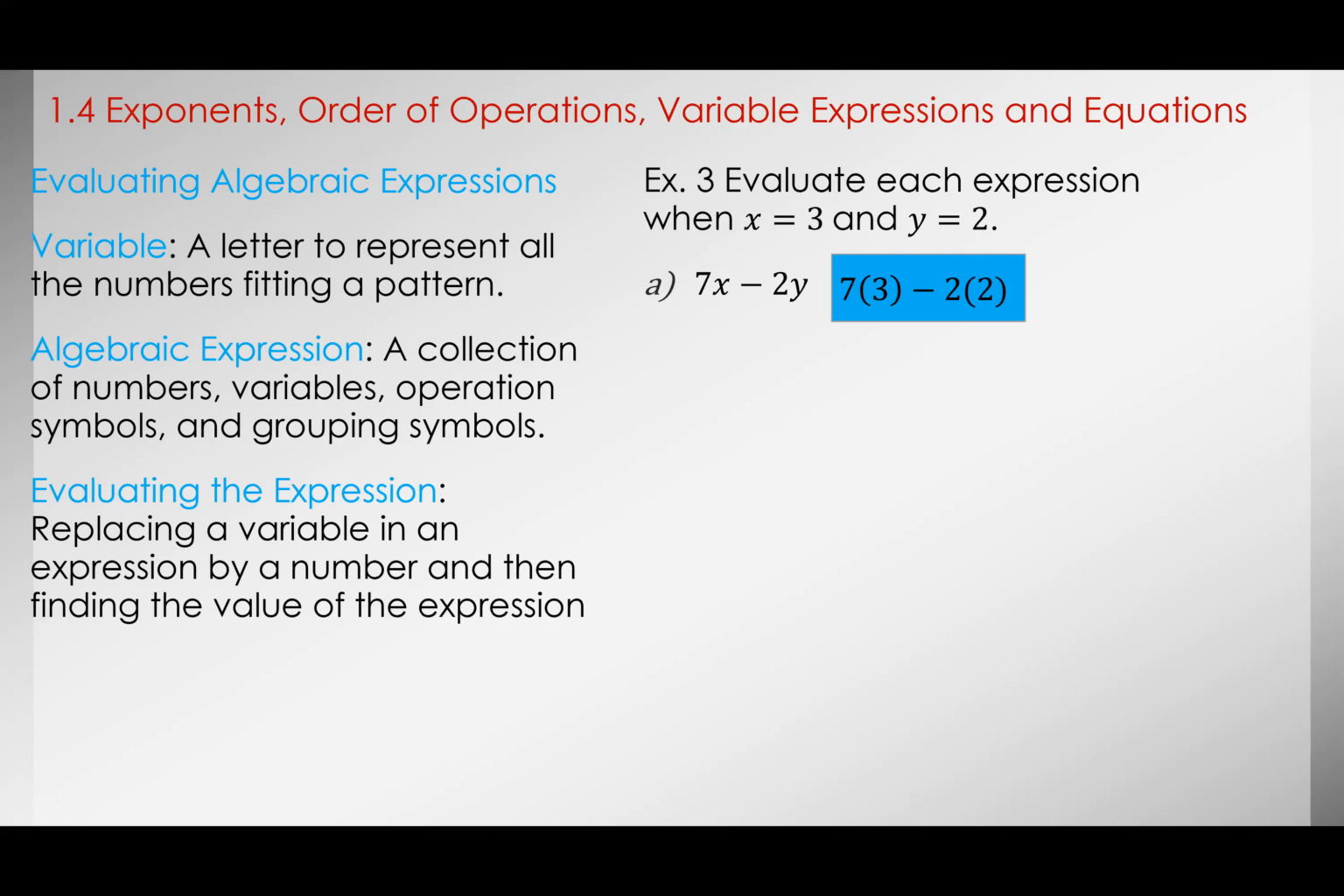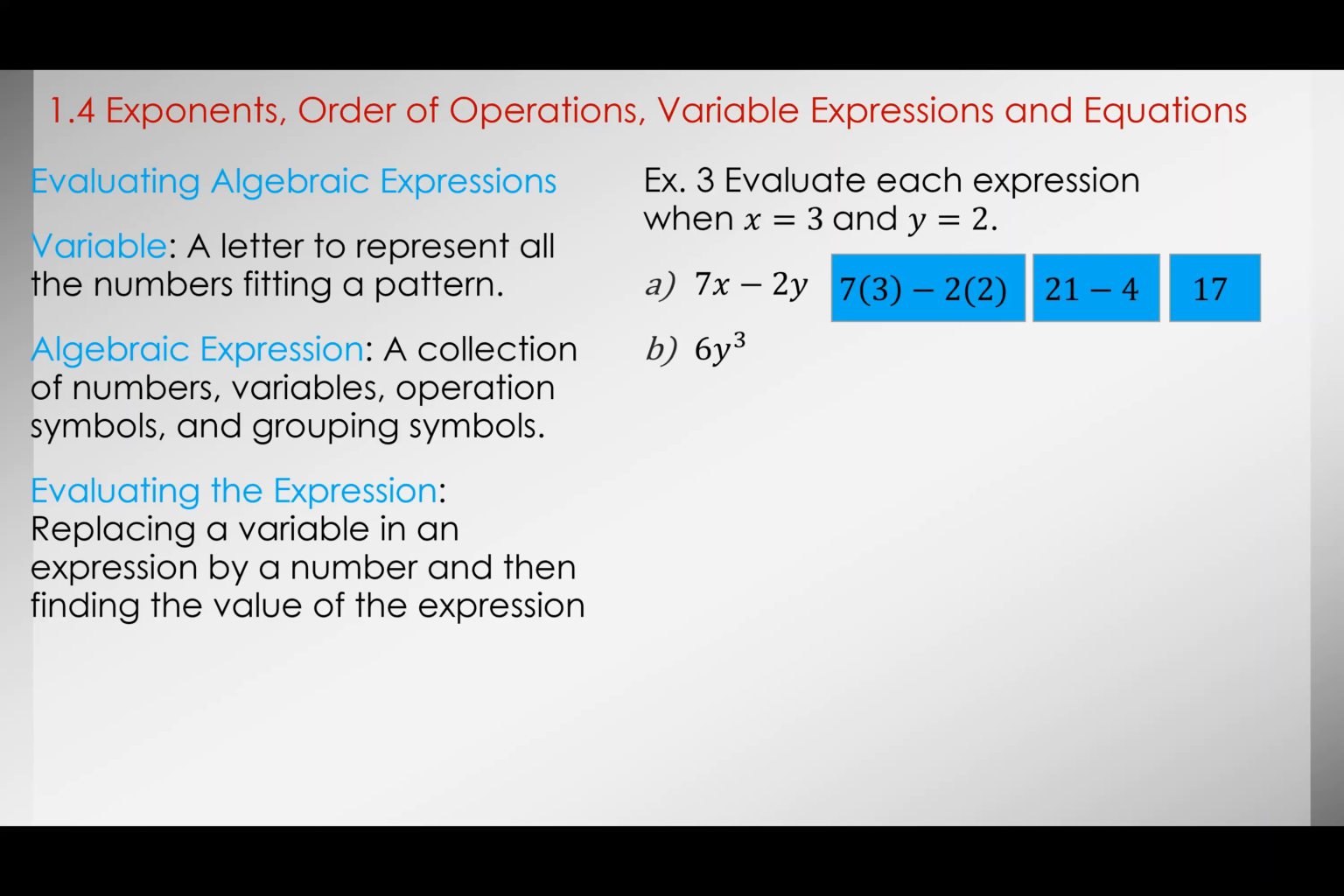Plug them in, right? Looking at this, everything else should be easy now. 7 times 3, instead of 7 times x, is 7 times 3, 21. 2 times 2 is 4. And hopefully now it's smooth sailing: 21 minus 4 is 17. So in order to evaluate, all you need to do is take a look at your variable and plug in the corresponding number.